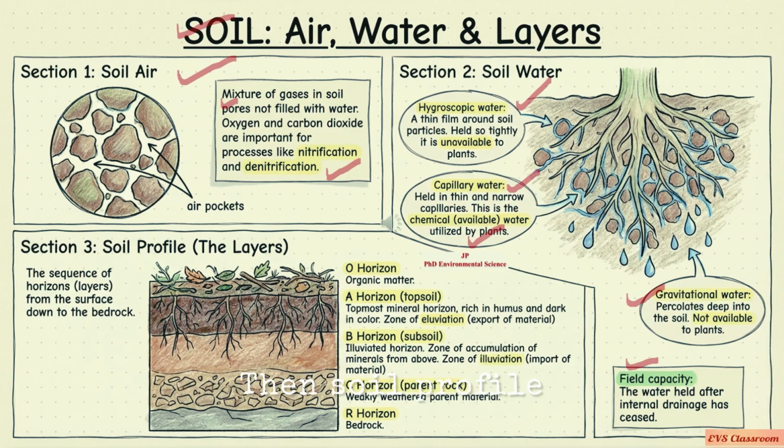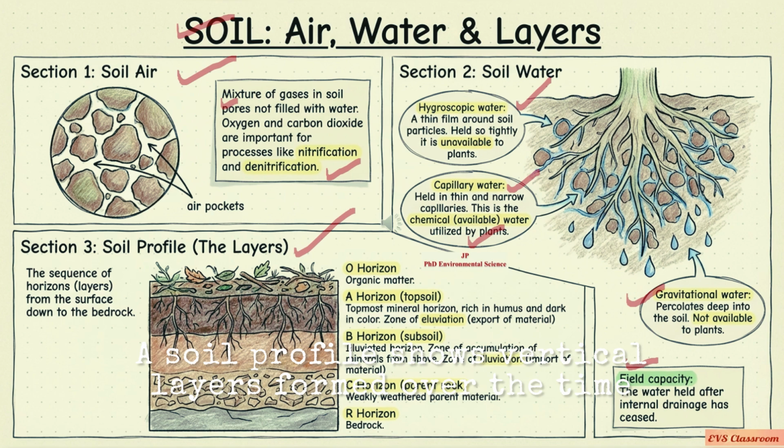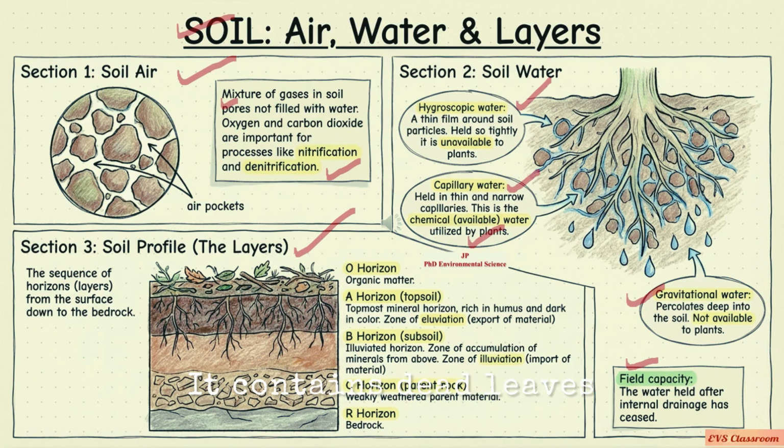Then soil profile. A soil profile shows vertical layers formed over time. O horizon, organic matter. It contains dead leaves and organic debris. It is rich in nutrients. A horizon, it is the topsoil mineral horizon, which is rich in humus and dark in color. It is the most fertile layer. Roots grow here and it has maximum biological activity.